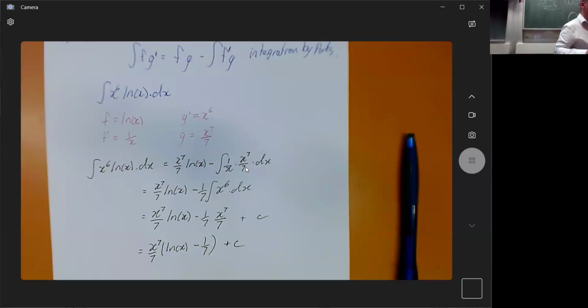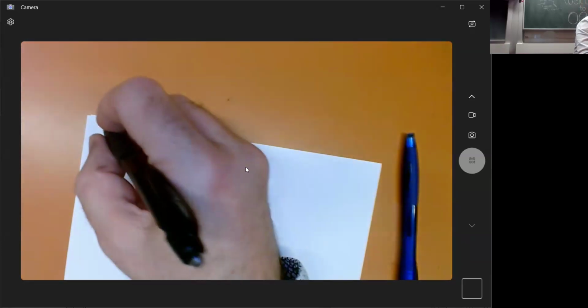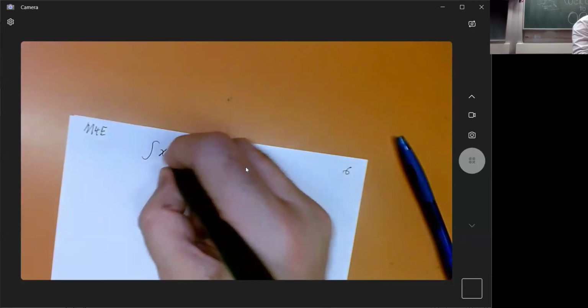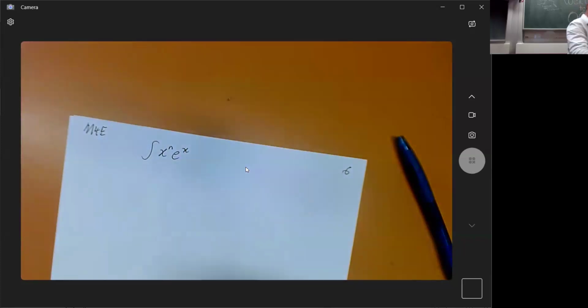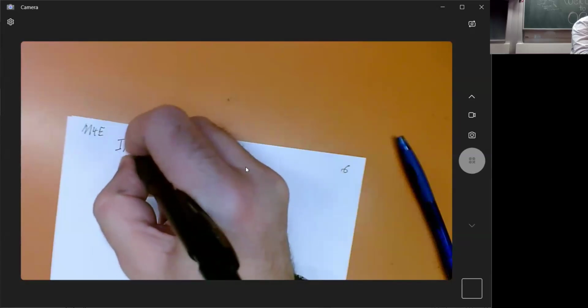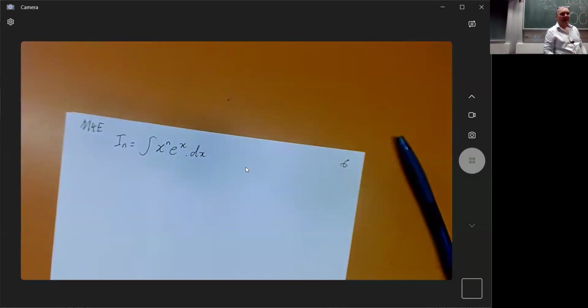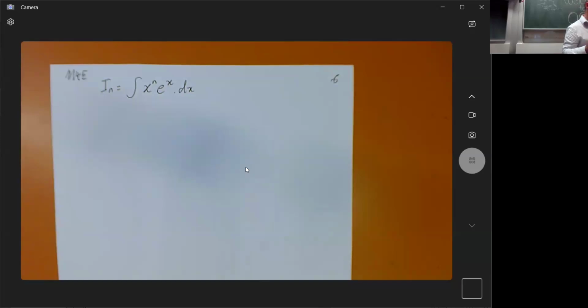Okay, I'm going to try another one. So this is going to be more fun. So if I talk about the integral of x to the 6 e to the x, you know what? I'm going to put an n here. I'm going to go I sub n is equal to that. Does that sound like a great idea? Now, if you're paying attention, you go, no, that sounds like a terrible idea, Nick.